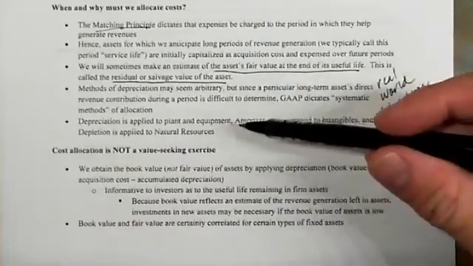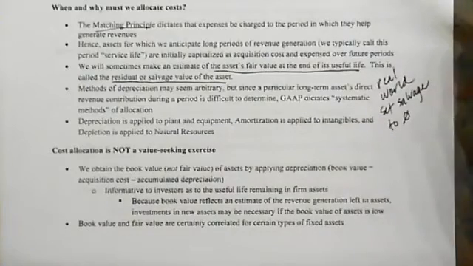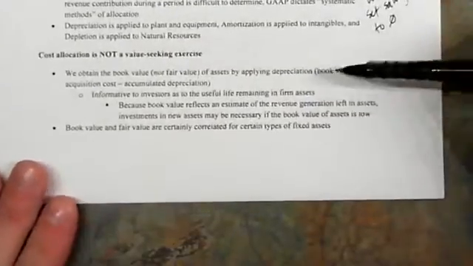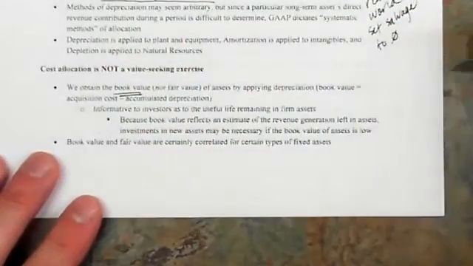Depreciation is applied to plant and equipment. Amortization is applied to intangibles. Depletion is applied to natural resources. So again, these are just industry jargon for different types of depreciation. Again, we're obtaining a book value, not a fair value of assets by applying depreciation.